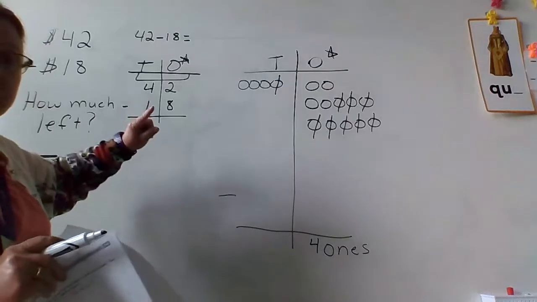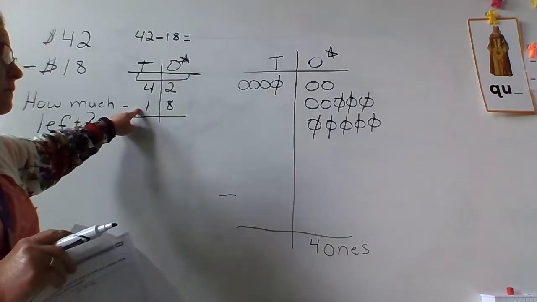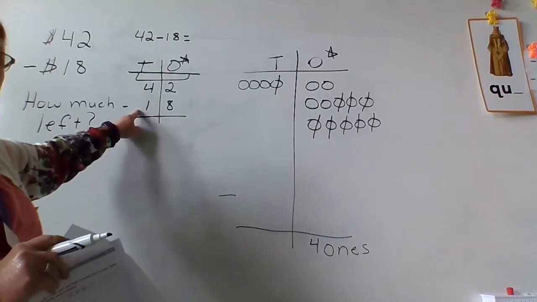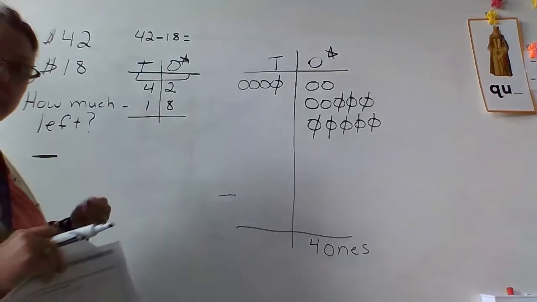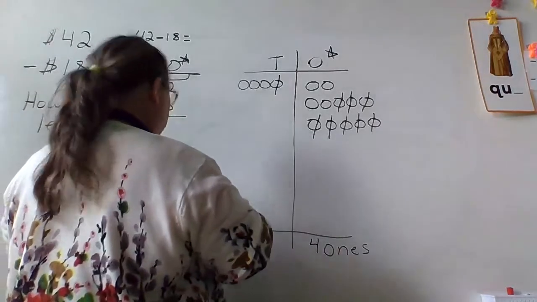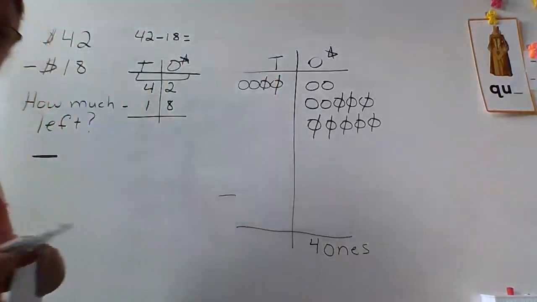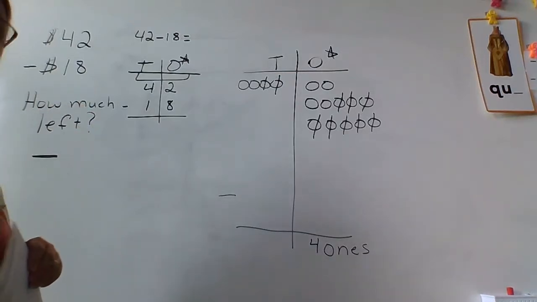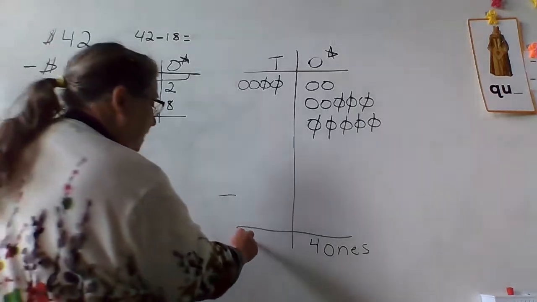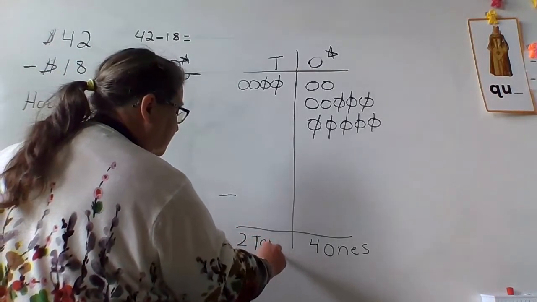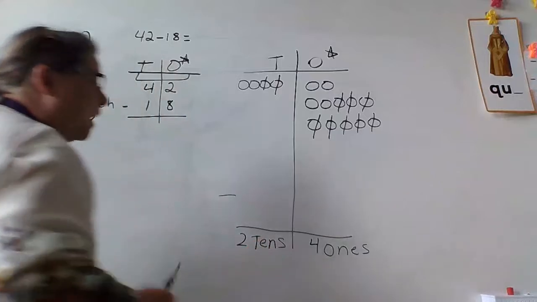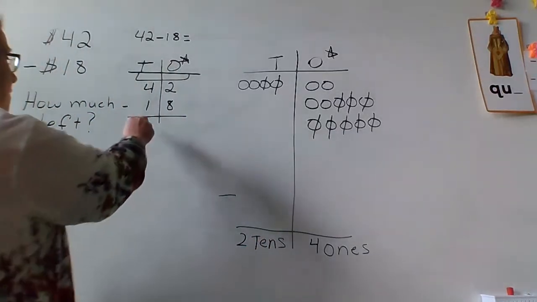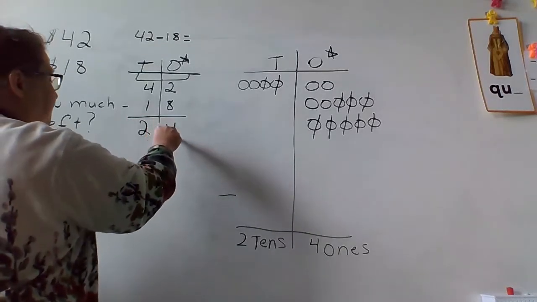Okay? But I'm not finished. I've got to subtract my tens now, because we always do the ones first with the star, and then we have to come back and do our tens. I have 1 ten I need to subtract. I'm going to take 1 more ten away. So I'm going to make a mark and cross it off. How many tens do I have left? 1, 2. I have 2 tens. I know that 2 tens, 4 ones makes 24. So my answer is 24.